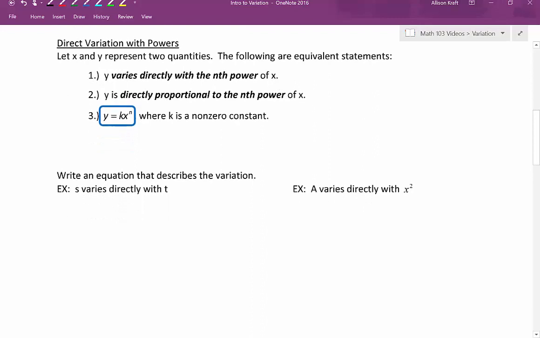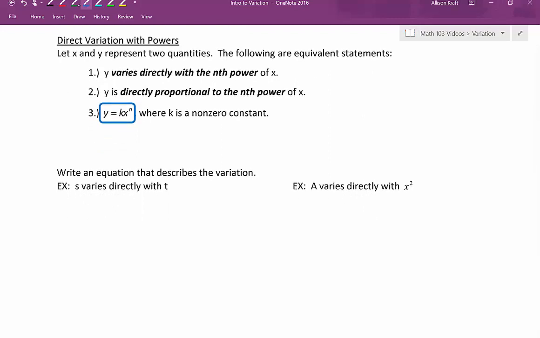So let's write an equation that describes this direct variation. First, we have s varies directly with t. The first variable in the sentence is the standalone variable on the left side of the equation. Because I see it say varies directly, that tells me that I'm going to be multiplying k by something. And k is always there. We're going to be multiplying it by something. What are we multiplying it by? Well, the variable that comes after varies directly, and in this example is t. S varies directly with t gives us the equation s equals k times t.